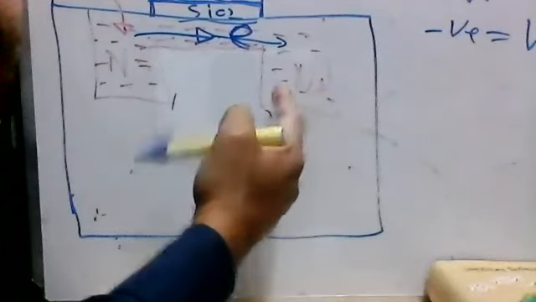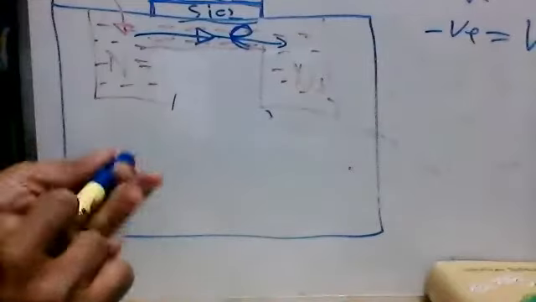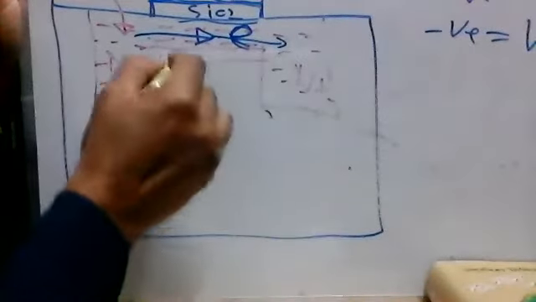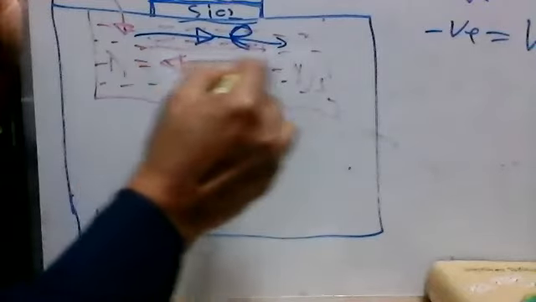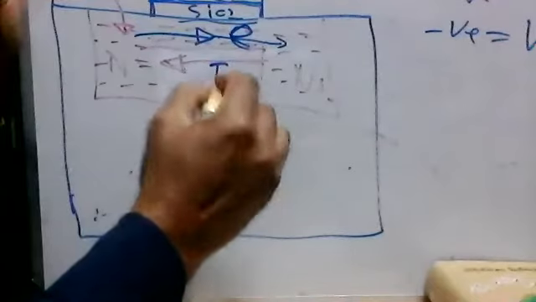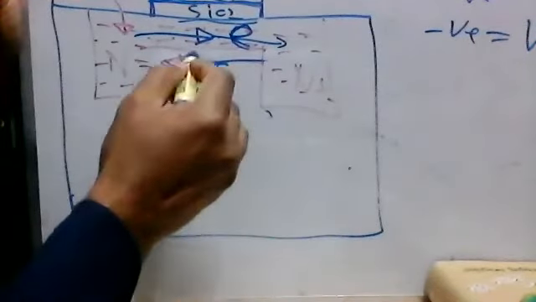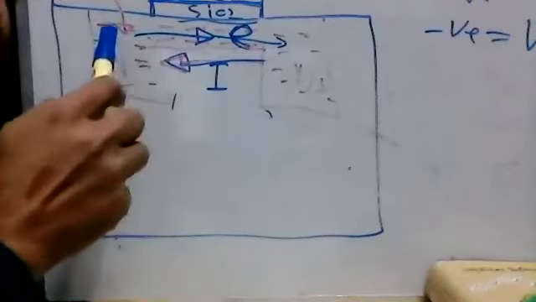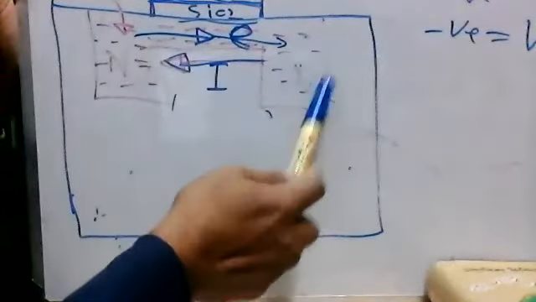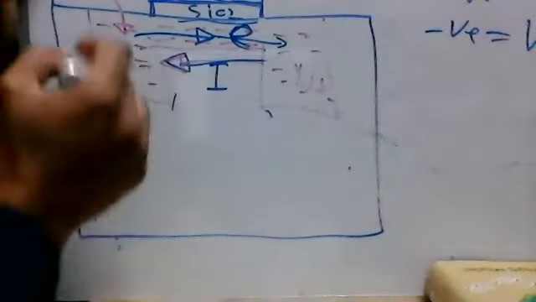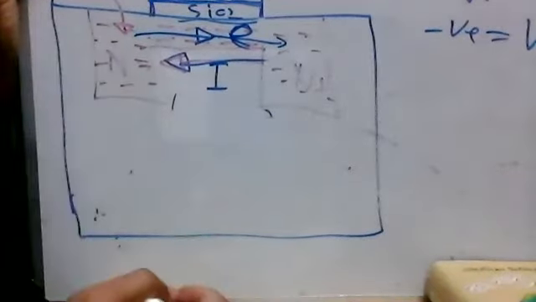So if that happens, what does it mean? When the electrons go from left to right, then the current will flow from right to left. The current will flow in this direction, right? The electrons flow from left to right, and the current flows from right to left. So then how can we add electrons?